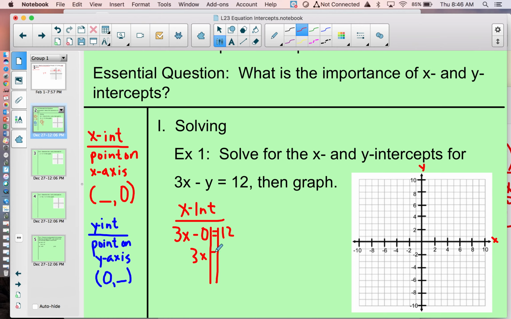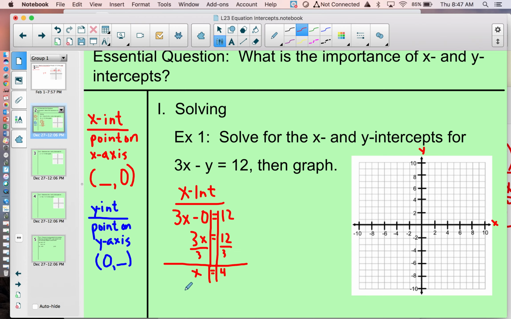No different than last trimester. We're solving the equation, keeping everything neat and orderly here. And what we've got when we solve it is the following. We divide both sides by 3. Dividing everything by 3 right here, we get x equals 4. x equals 4 right here is your x value.